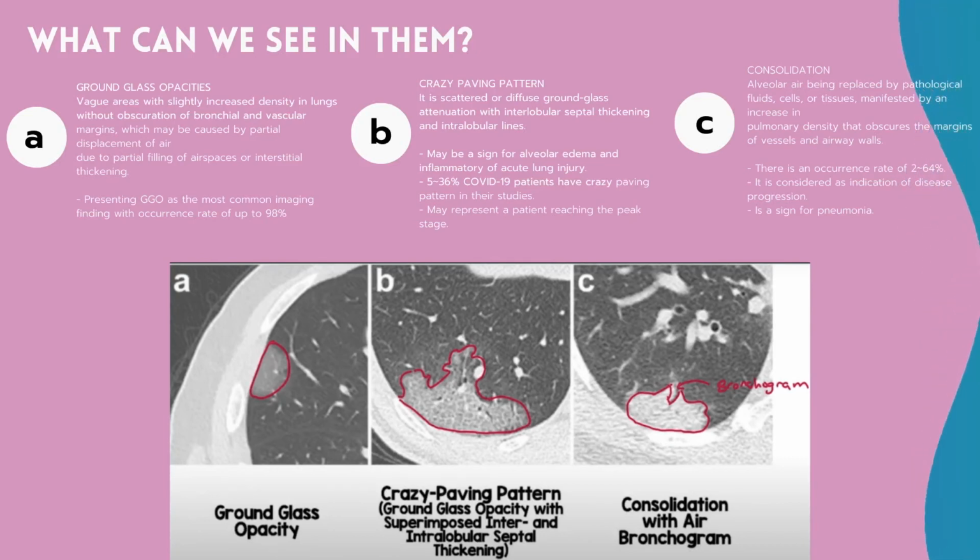Finally, consolidation is another thing that can be observed. This is alveolar air being replaced by pathological fluids, cells, or tissues manifested by an increase in pulmonary density that obscures the margins of vessels and airway walls. There is an occurrence rate of 2 to 64%, and it is considered as an indication of disease progression. It is also a sign for pneumonia.